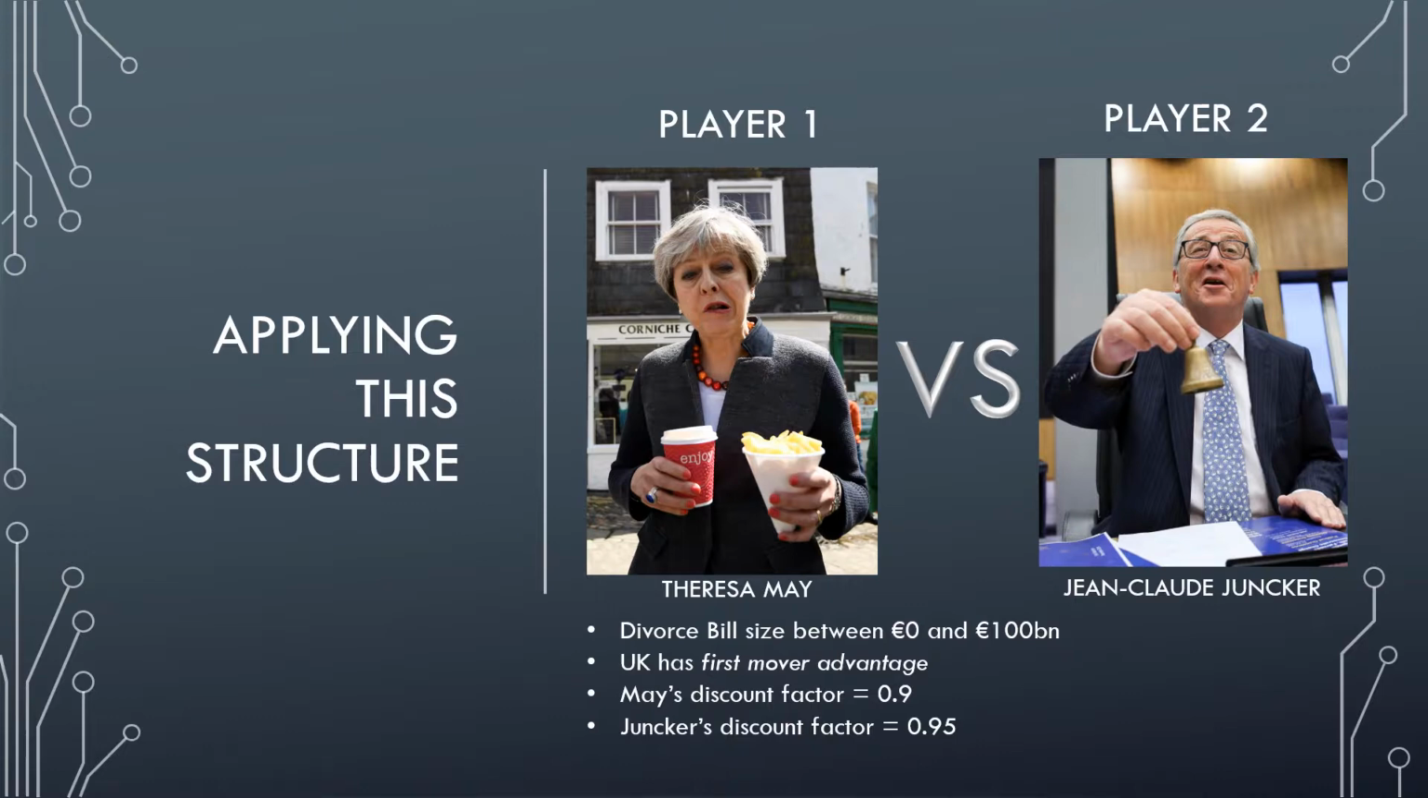To apply our analysis, we assume that pi is equal to the maximum payout that the UK may be liable for in a worst-case scenario, allowing us to calculate the division of the divorce bill pi between the UK and the EU. We also assume that the UK proposed the first offer since they chose to leave the EU. This gives the UK first mover advantage.